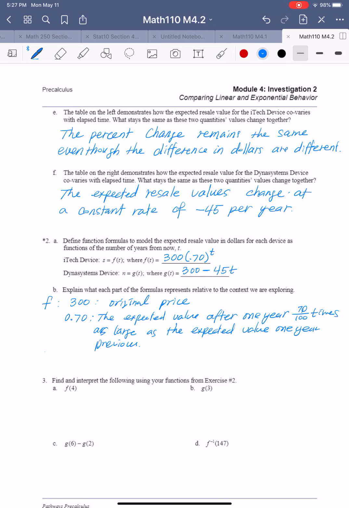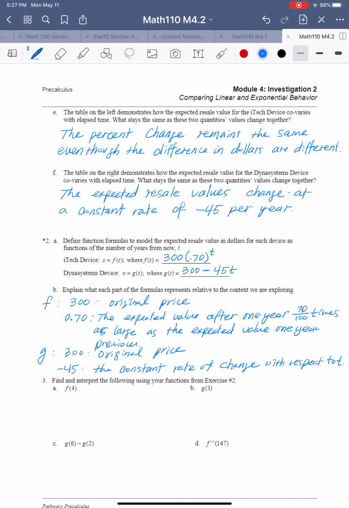Okay. For the g function, 300 was the original price, but negative 45 will be the constant rate of change with respect to t.